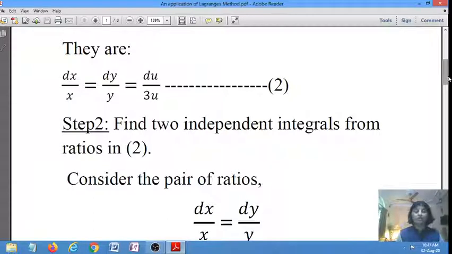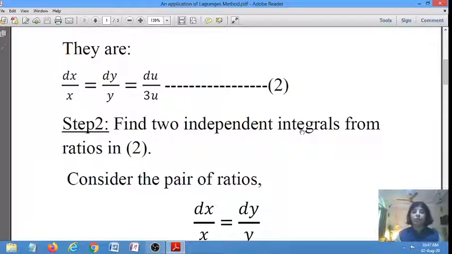and make some manipulations. So you can combine the ratios, and by considering any two ratios at a time, you find an integral, and then you repeat the process by considering some other pair of ratios of the characteristic equations in 2 and find another integral. And the second integral has to be found in such a way that it is independent from the first one. That is, you should not be able to obtain the second independent integral from the first one.